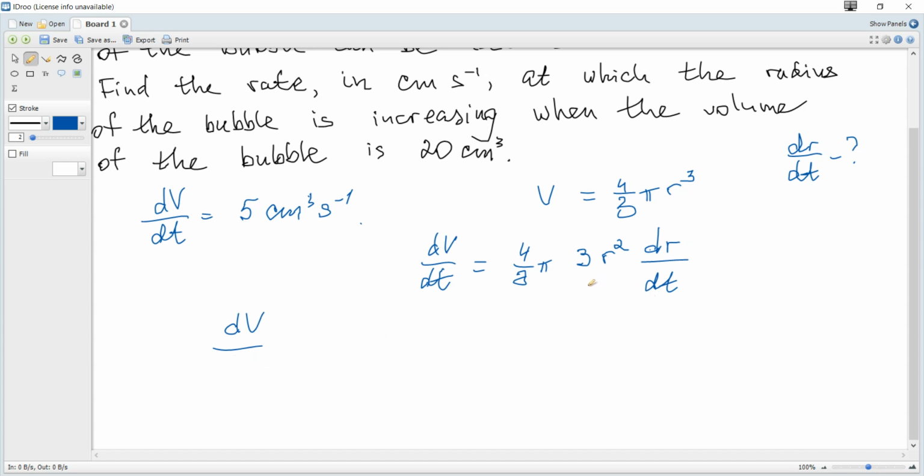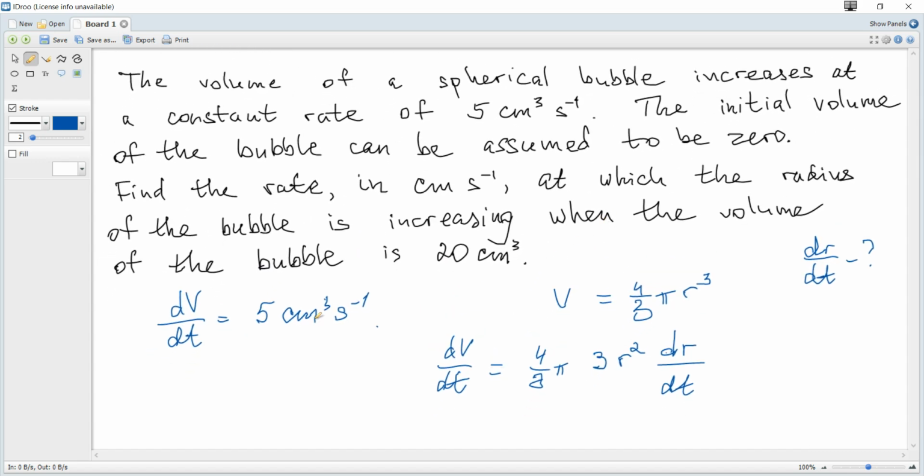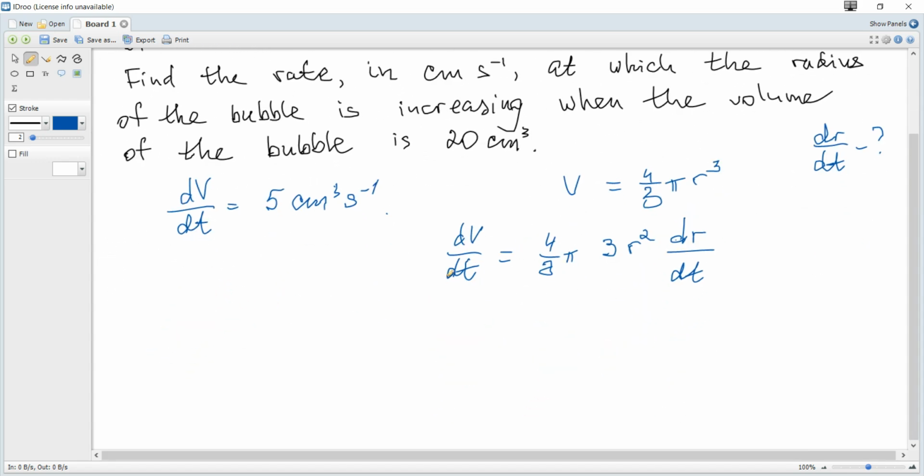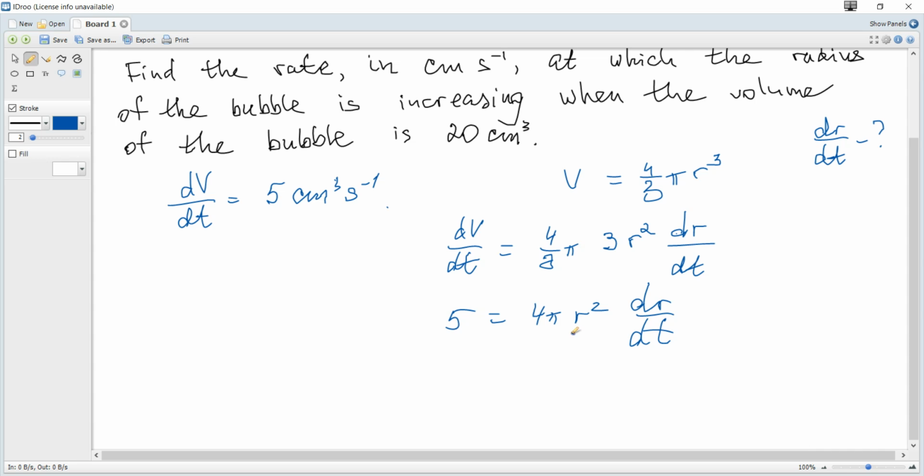And you can see that dV over dt is constant, so it's always 5. The 3 cancels, so it becomes 4 pi r squared and dr over dt. So dr over dt changes with time, and it depends on r, and if we need some moment of time, we should know the value of r at that moment of time.